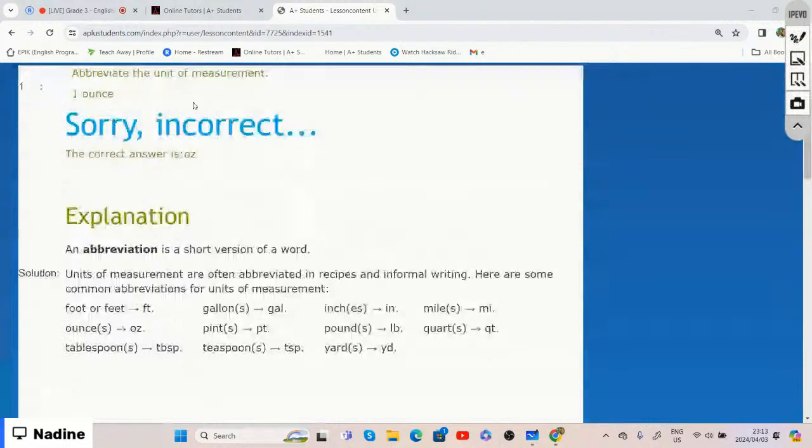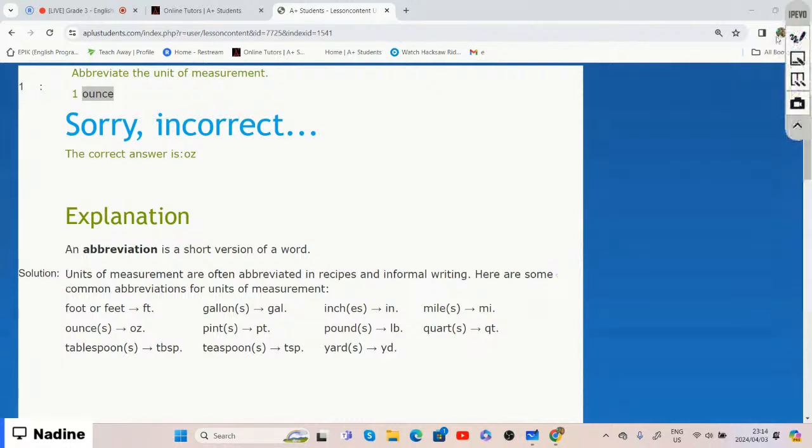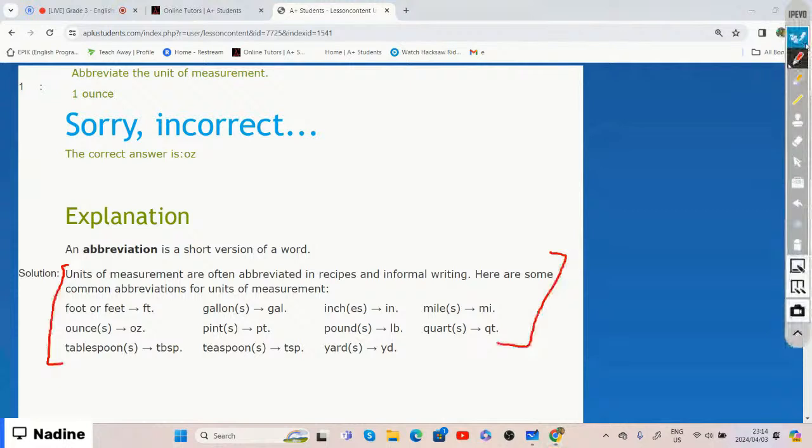All right. If we look at this word, it says you need to abbreviate the unit of measurement. It says 1 ounce. So ounce. How do we abbreviate the word ounce? And you may look at these words here at the bottom. If we were to abbreviate the word ounce, what is ounce going to be abbreviated to?